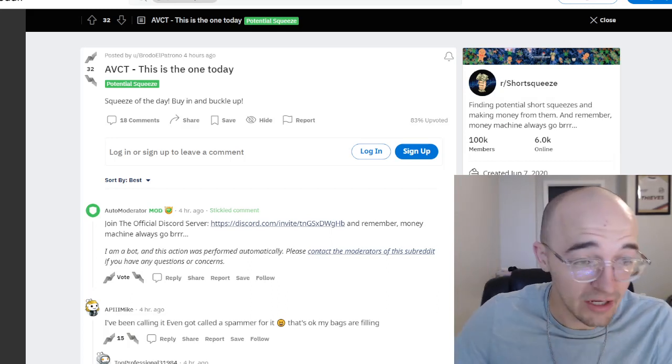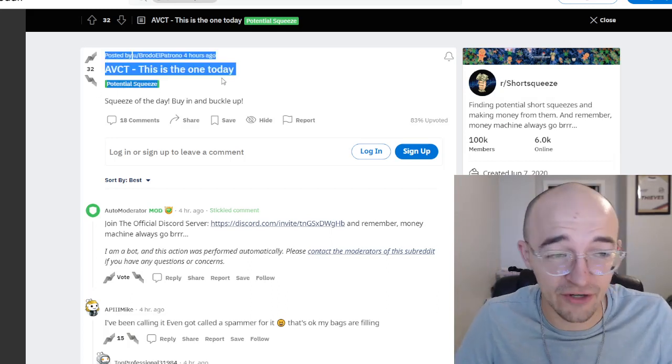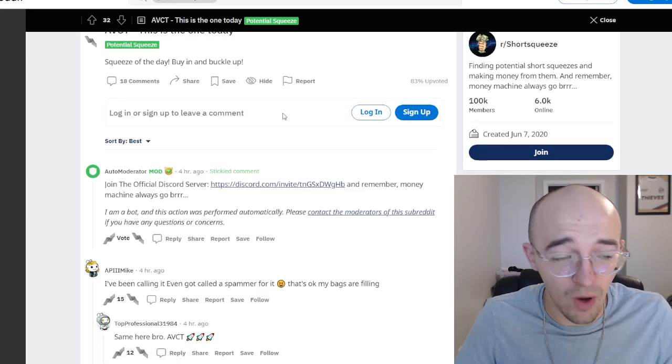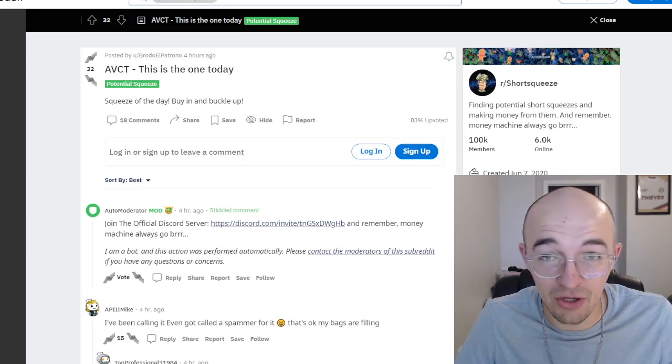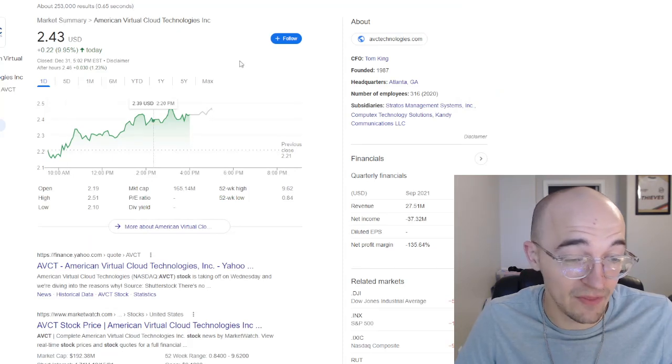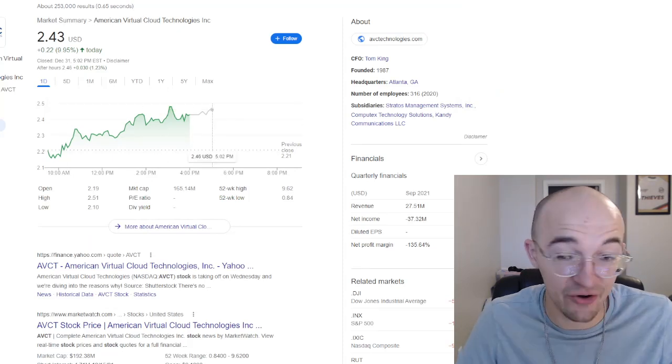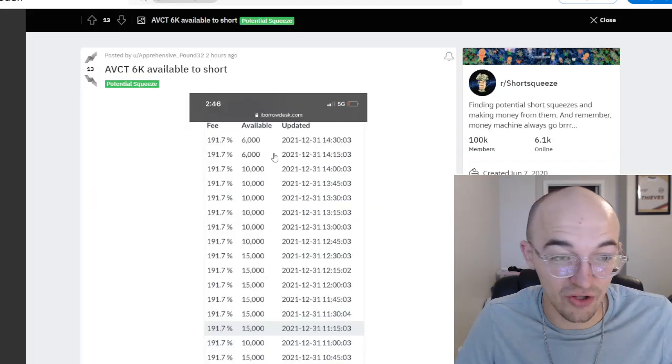Some other people getting involved with the same stuff, talking about a potential squeeze. AVCT, this is the one today. Just saying squeeze of the day, buy in and buckle up. And again, people were making money all day. I mean, this thing was pretty much just straight up throughout the entire day. And even after hours, it has not slowed down at all.